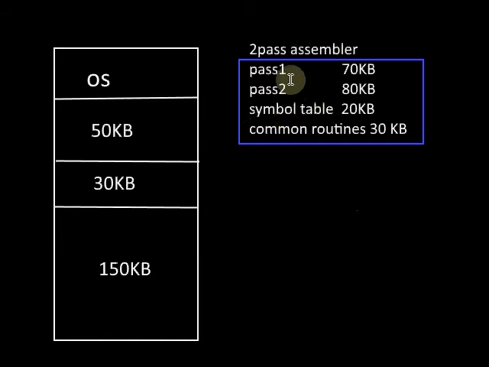So what is the total memory which is required for this process? 70 plus 80, 150, plus 50, it's 200 KB. But the largest partition which is available and is free is of size 150 KB. Now, how to load this process to the partition? If we observe, we can see that pass 1 and pass 2 are two independent codes, and they need not be in the memory at the same time.